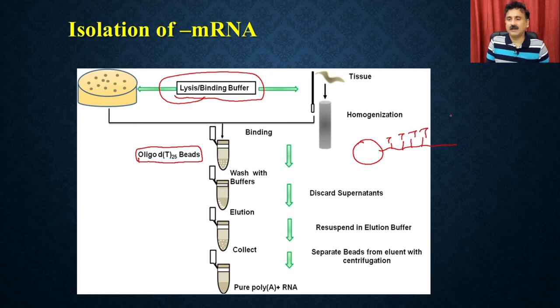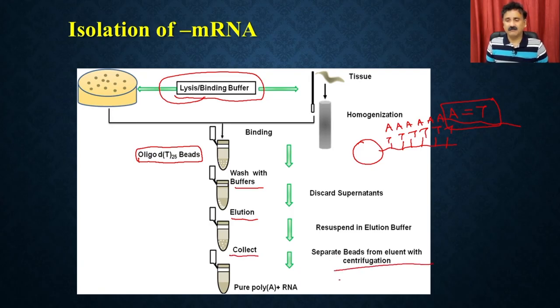You know that A always makes a base pair with T, so that's how it is going to pair with the T. If you have these kinds of strands, all the A present in the RNA is going to bind to them, and that's how all the mRNA present in that particular cell is going to bind these beads. Then in the subsequent step you do the washing with the wash buffer, and then you do the elution. Once you do the elution, the RNA is eluted, and you can separate the beads from the eluent after centrifugation, and that's how it gives you the pure RNA.